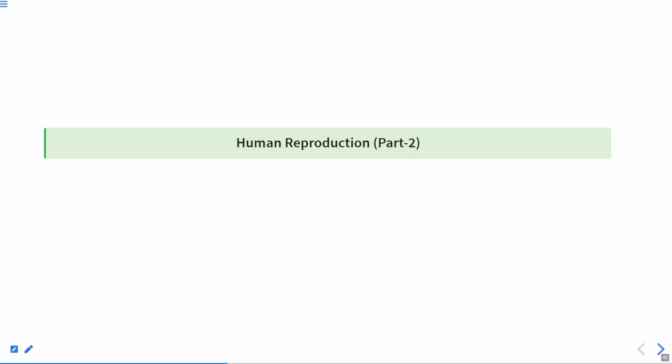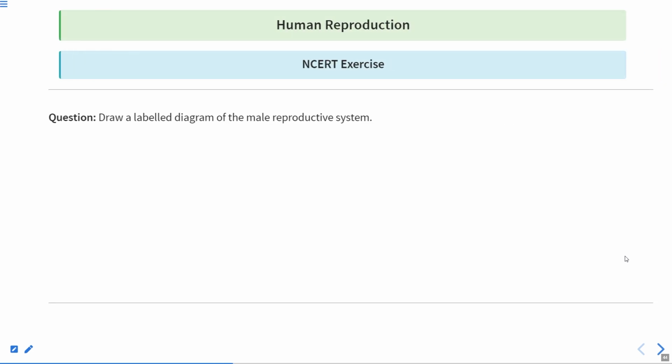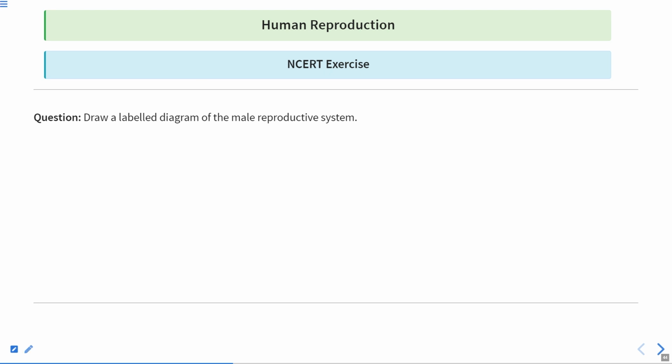Today we'll be discussing the NCERT exercise questions for the topic human reproduction. So this lecture is a continuation of the previous lecture. Alright, so we've already solved some of the questions and we'll solve the rest of the questions in this lecture. So the question is, draw a labeled diagram of the male reproductive system. You have to draw the diagram and you have to label it.